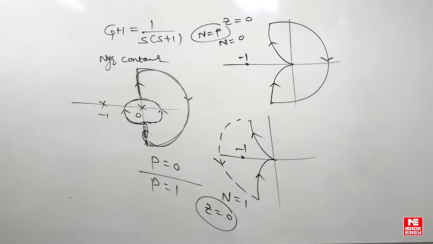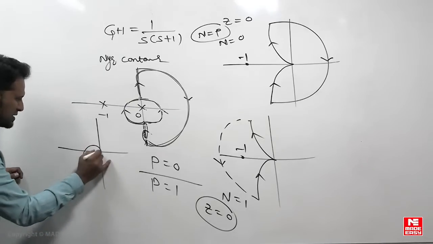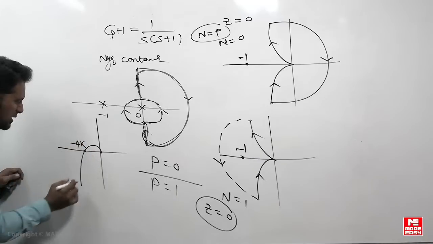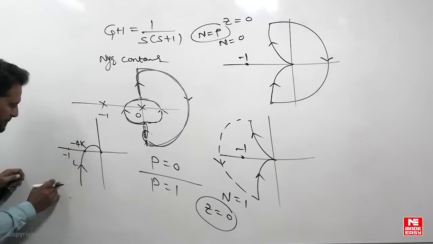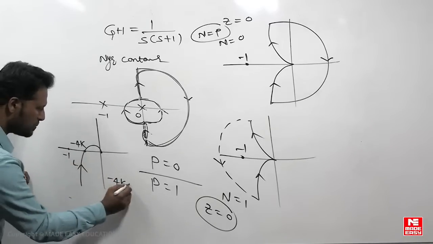Sir, if minus 4k is there, then it should be taken as minus 4k less than minus 1 or minus 4k greater than minus 1? Mahinder, if minus 4k is the intercept of polar plot on minus 180 axis, then depending on the shape of the polar plot, we take whether minus 4k is less than minus 1 or greater than minus 1. See, if you are talking about polar plot, if this intercept is minus 4k and you are demanding stability, minus 1 should be on the left side of the polar plot. In this situation, I say that minus 4k should be greater than minus 1.